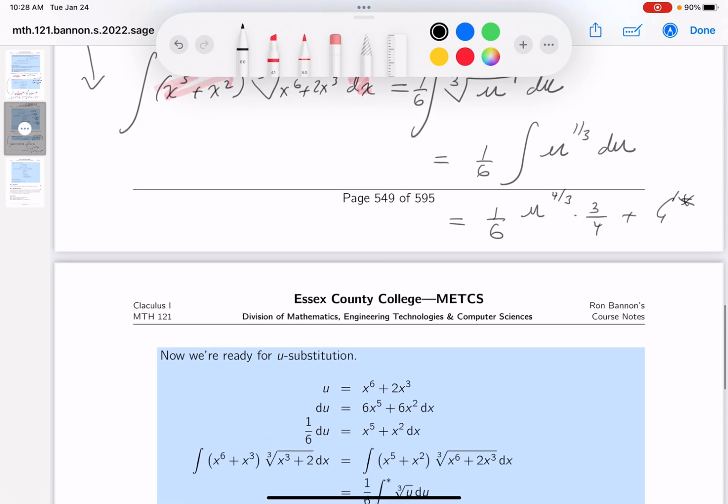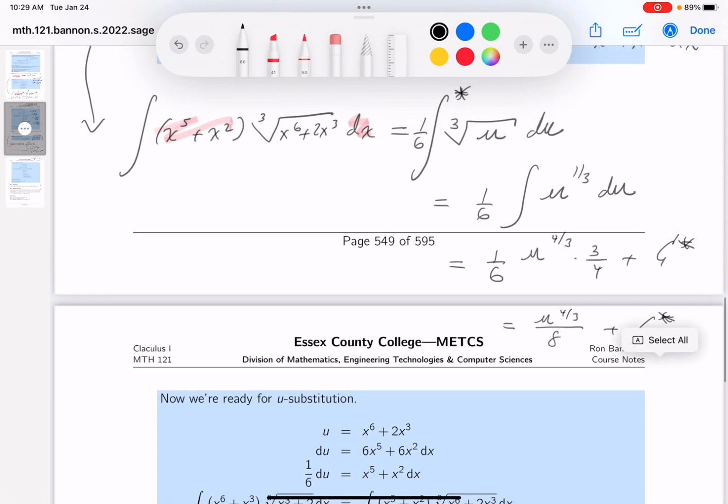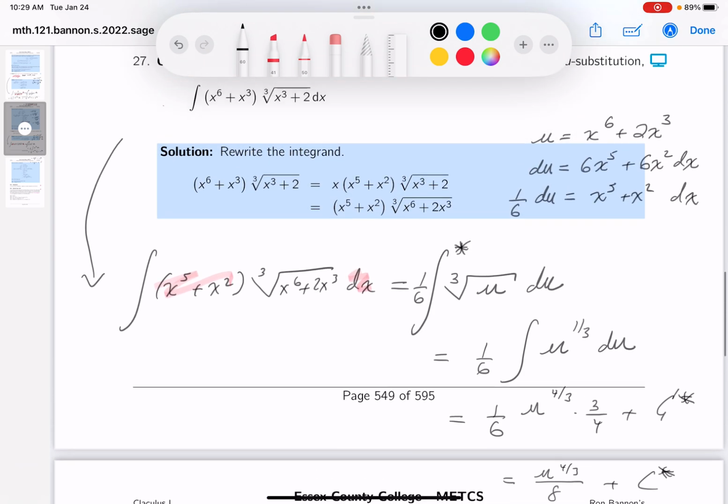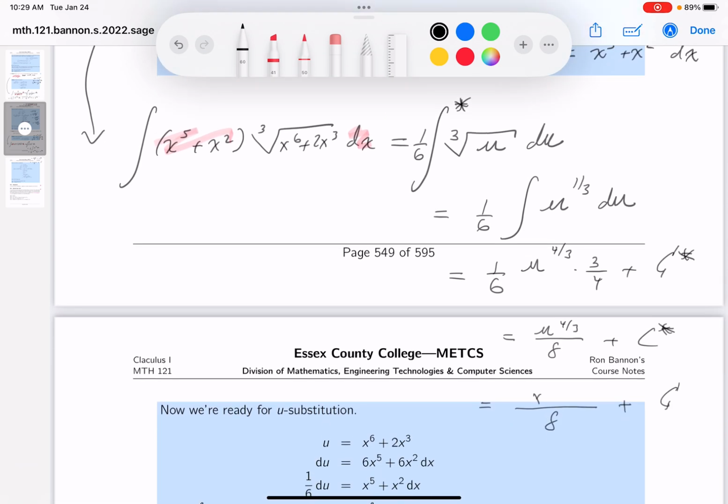Let's keep moving. And I'm going to simplify that now. It looks like 1/8 and u to the 4/3 plus some constant of integration. The star's there for a reason, by the way. It's telling me I got to go back. What am I going back to? The u. Let's see if we can do that. And then we'll look at our answer key, see if that's the answer. What's the u? Let's go back. It's x^6 plus 2x cubed, to the 4/3.